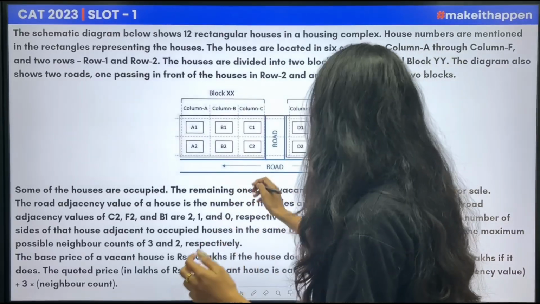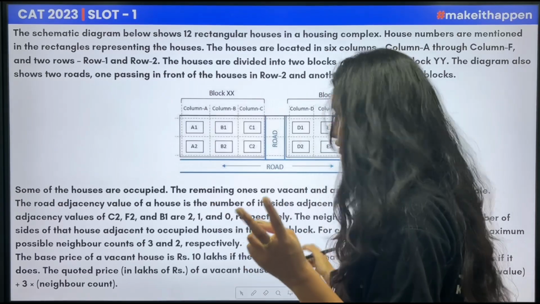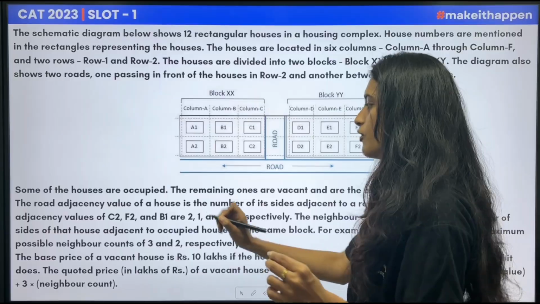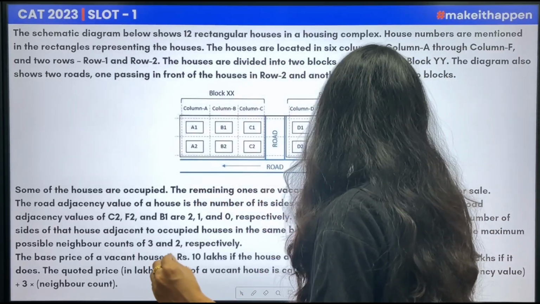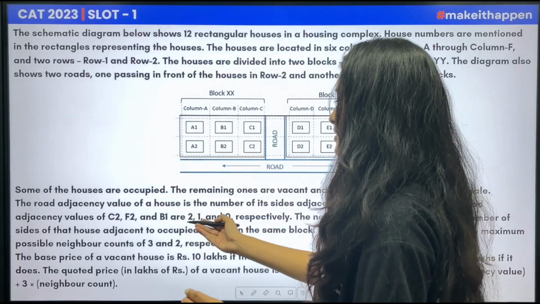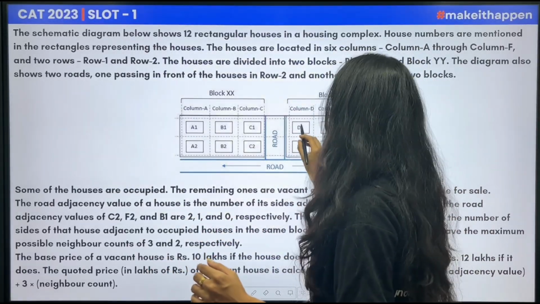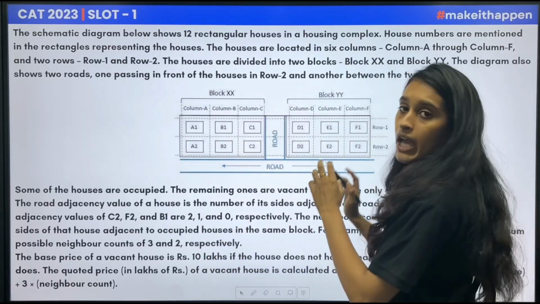So for C2, if we see there are 2 roads passing over here, so the value would be 2. The neighbor count of a house is the number of sides of that house adjacent to occupied houses in the same block. For example, E1 and C1 can have maximum possible neighbor counts of 3 and 2. So for E1, if we look, how many neighbors can it have? D1, F1 and E2 can be the neighbors of E1.